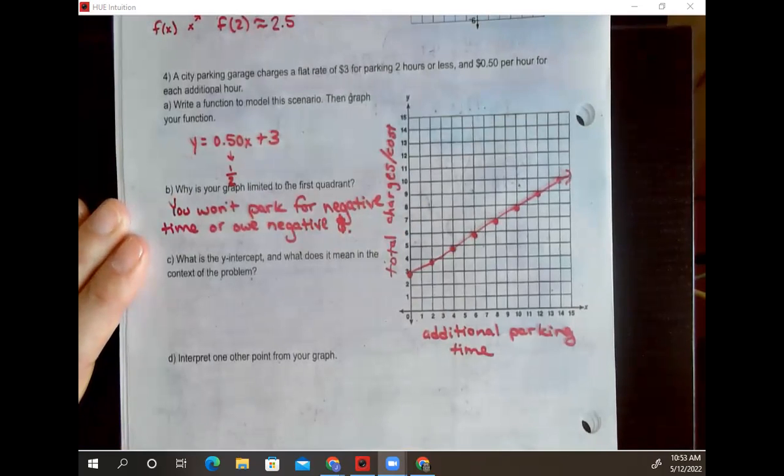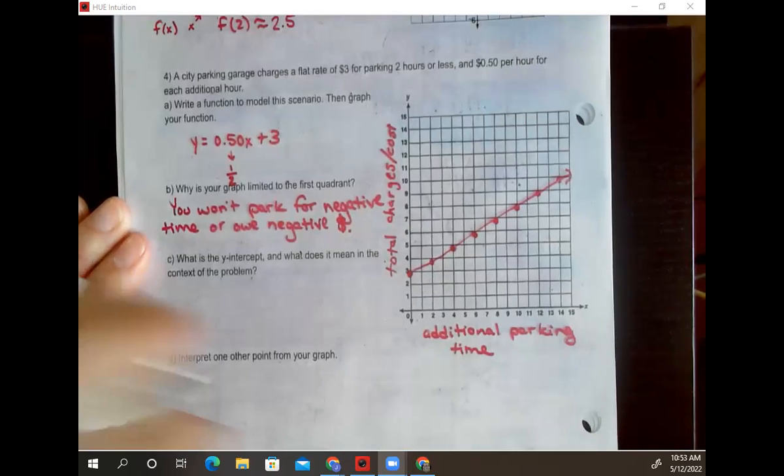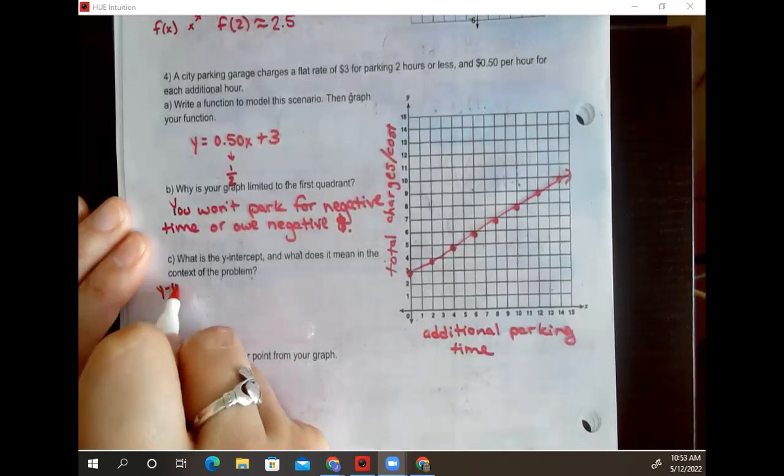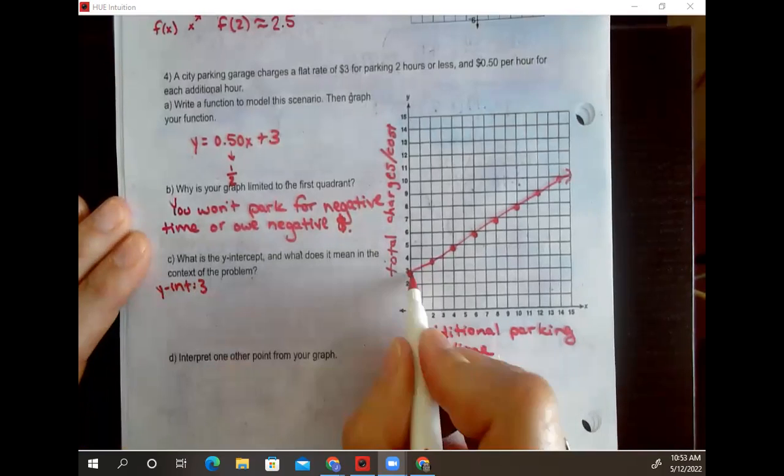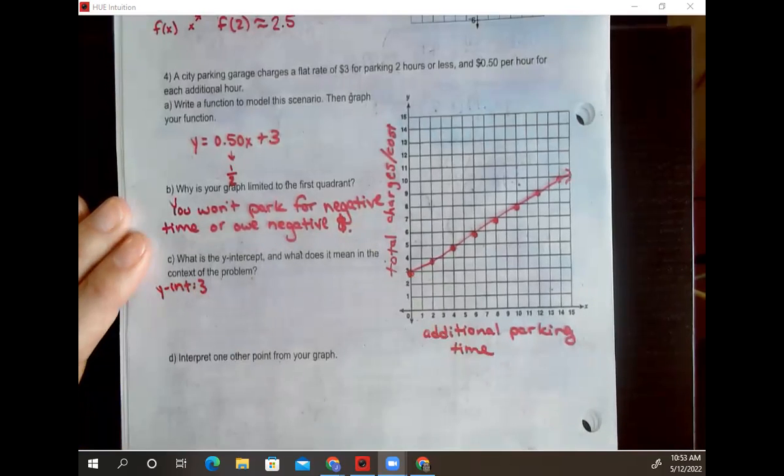C says, what is the y-intercept and what does it mean in the context of the problem? So what's our y-intercept here? Let's start with that. 3. Our y-intercept is 3. That's where I cross the y-axis. What does that 3 mean in the context of my problem? $3 for no additional parking time.